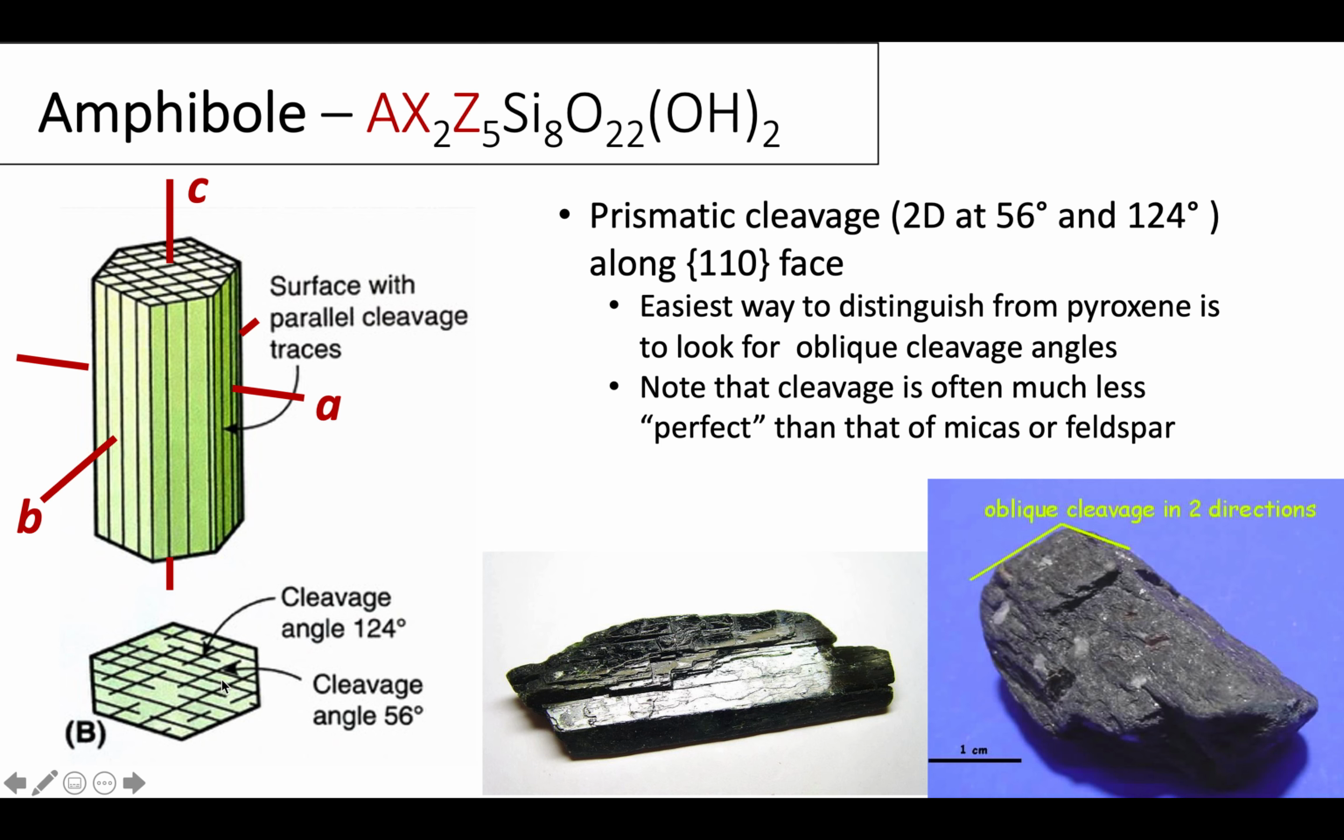And when we look from the top, so here we're looking down the C axis, we see those two sets of cleavage planes that are going at oblique angles to one another. So looking for these oblique angles is going to be the best way to distinguish an amphibole from a pyroxene. Unfortunately, like pyroxene, the cleavage on an amphibole is often not nearly as perfect as the cleavage that you see on micas or on feldspars.